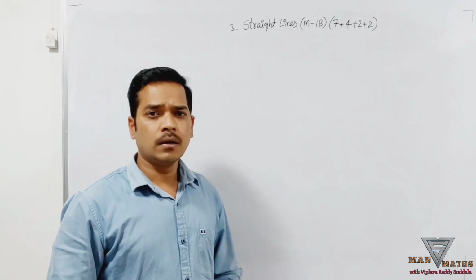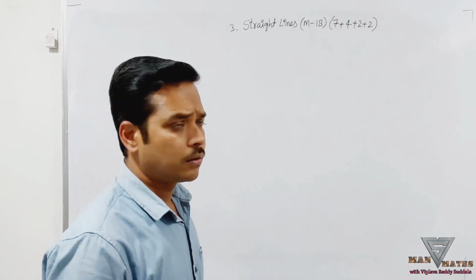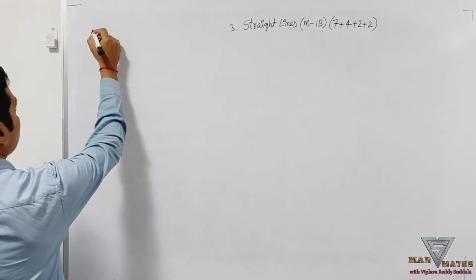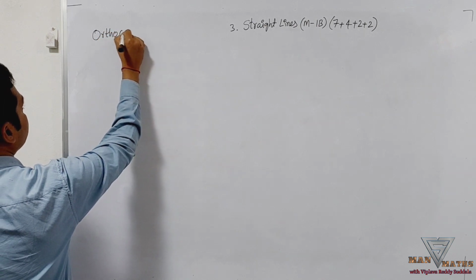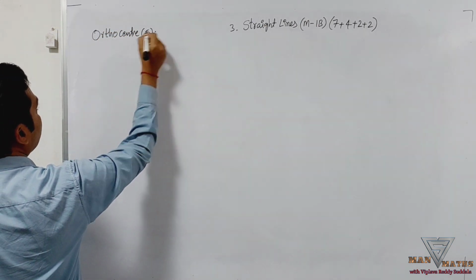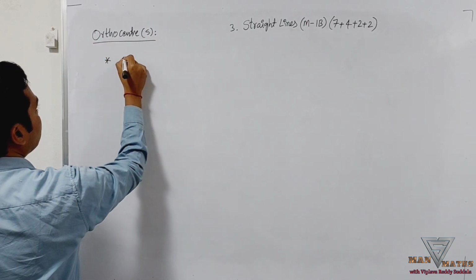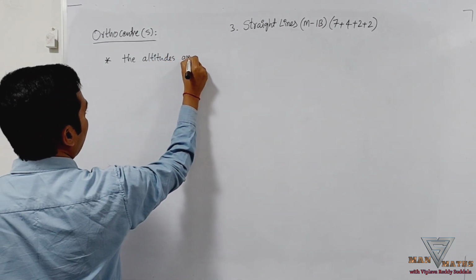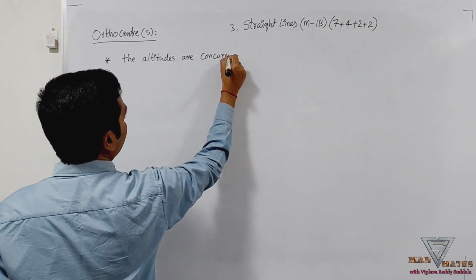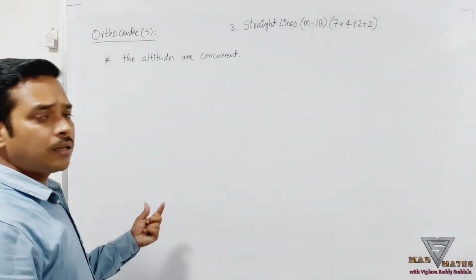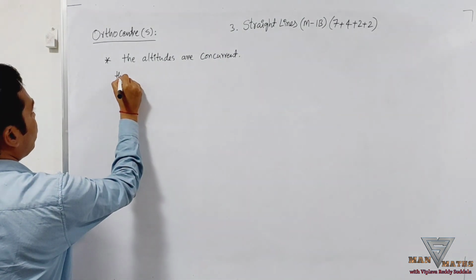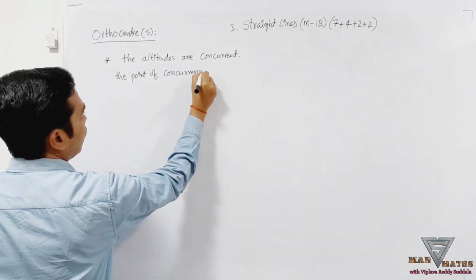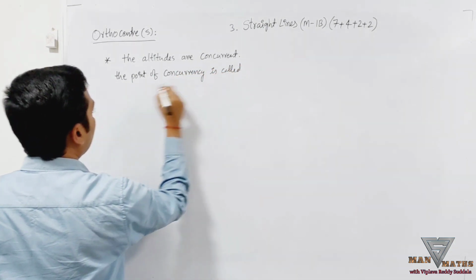Next. Now orthocenter. What is the orthocenter? How do we find the orthocenter if you know the three vertices or the three equations of the sides? First of all, the definition of the orthocenter. In any triangle, the altitudes are always concurrent. The point of concurrency is called the orthocenter.